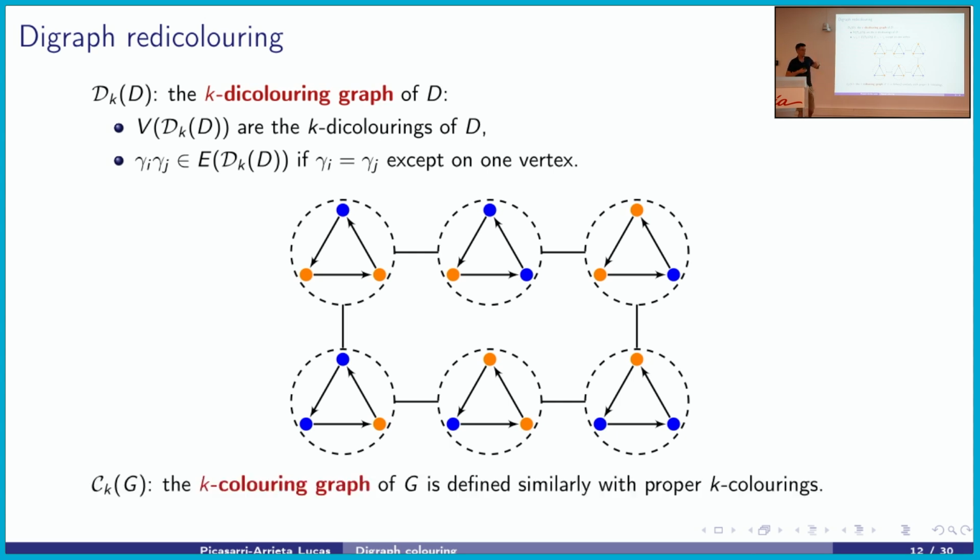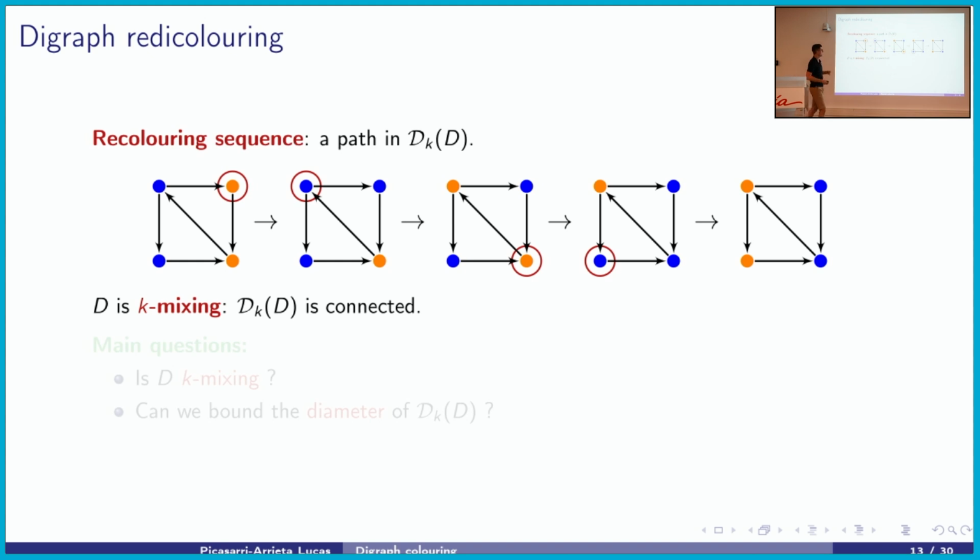And then we can define the k-colouring graph of an undirected graph in the same way, but taking proper colourings instead of dicolourings. And what we call a recolouring sequence of a digraph is a path in this k-dicolouring graph. So it can be seen as a sequence of dicolourings, such that when you take two consecutive colourings, they differ on exactly one vertex. And we say that a digraph is k-mixing if its k-dicolouring graph is connected. So for any pair of k-dicolourings, you indeed have a recolouring sequence between them.